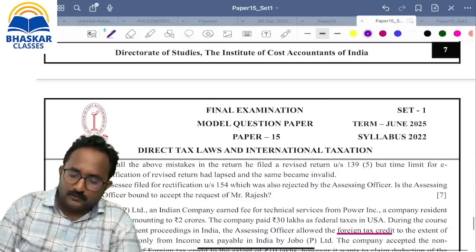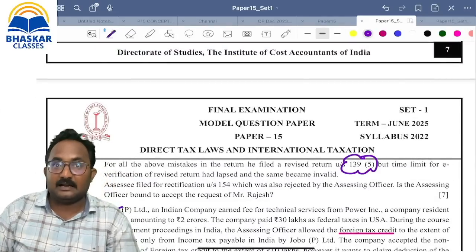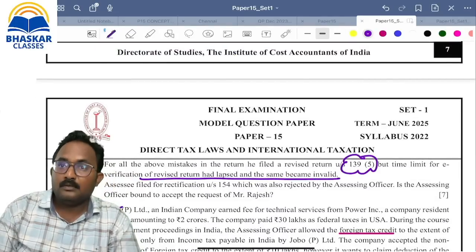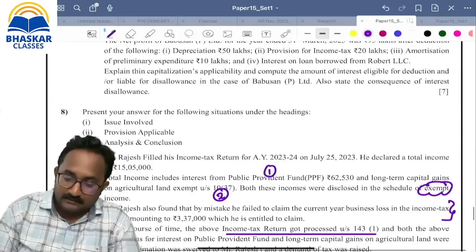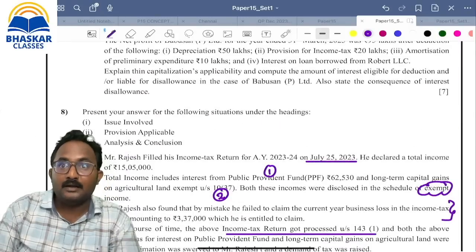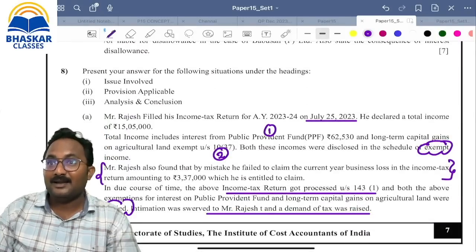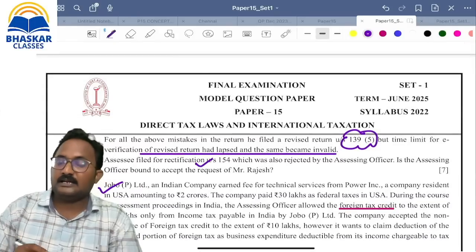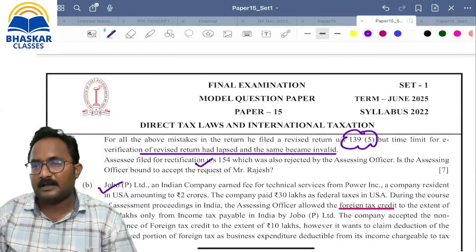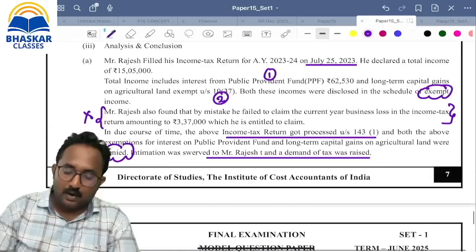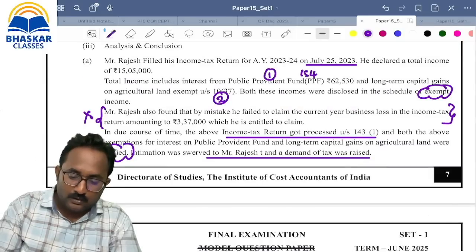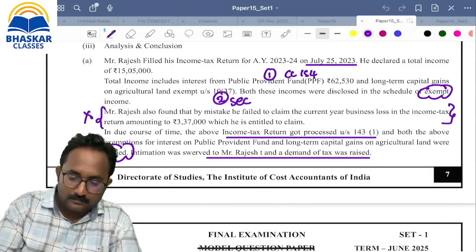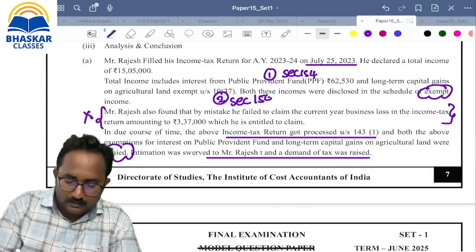Now he wants to file the revised return. He filed the revised return, but he has not e-verified it, because the original return was filed before the due date. If he filed the revised return also, that's okay, but he has not filed the revised return. Next, can he do the rectification application? Yes, he can do the rectification application, and the department, that means the AO, also can do the rectification for these two things, not with respect to the business loss. Yes, online.